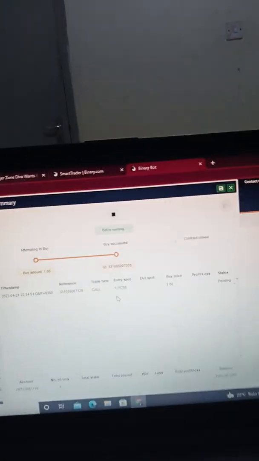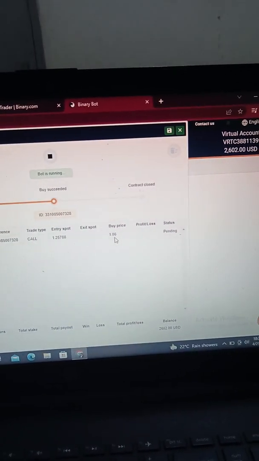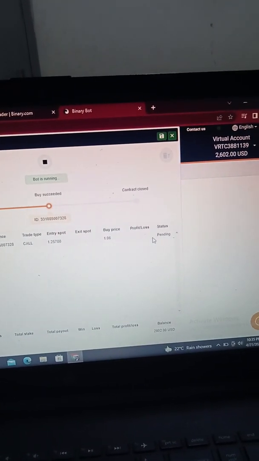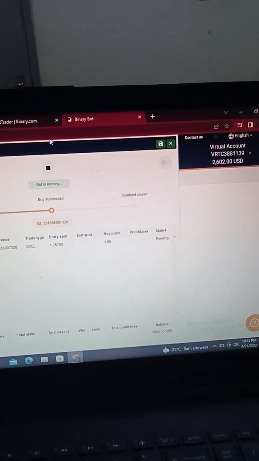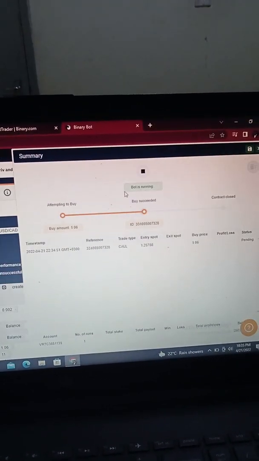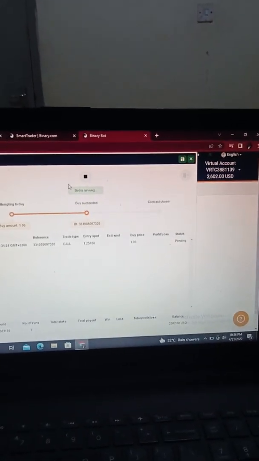So as you can see, the buying price, that's the first stake. As we said, it was 1.06. So let's wait for the bot to select. And if it doesn't select, you'll be forced to close the bot and start running it again. But for now, let's wait.